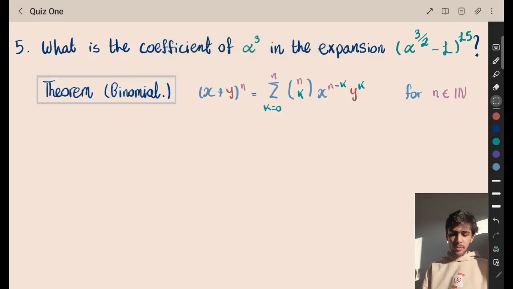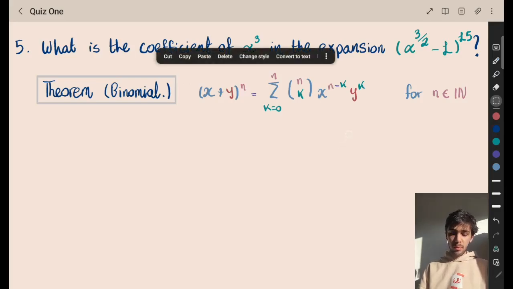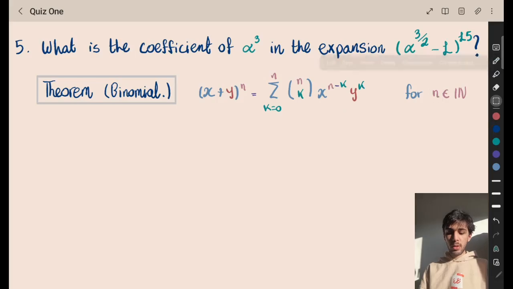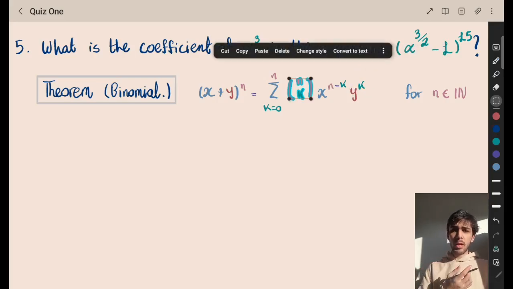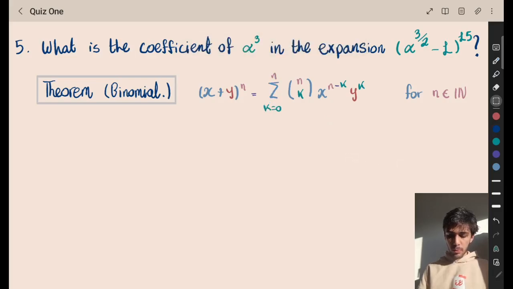And it says that if we have x and y to some power, n, and this n has to be an integer, then we can write it as follows. So x to the n minus k, y to the k, and n choose k as the combination, the number of ways you can choose k things out of n things. And of course, there's the sum. So let's not forget the sum. That is there, and we would like to make progress now.